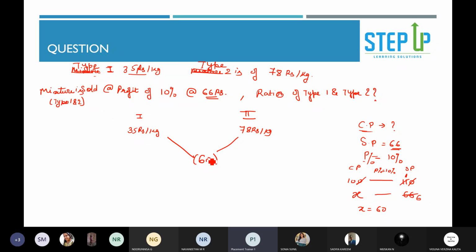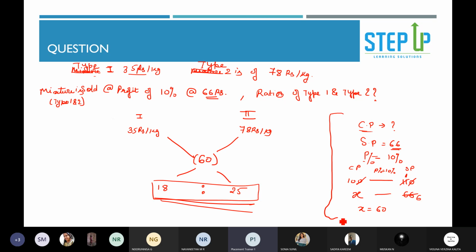So once you got 60, 78 minus 60 is 18, and 60 minus 35 is 25. So their ratio is 18 is to 25. It cannot get cancelled. It's okay. That's your answer. 18 is to 25. Does anybody want me to repeat this part or is it clear?